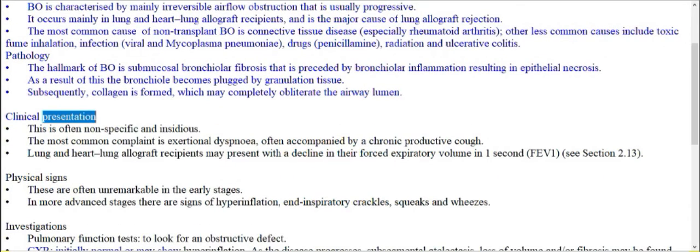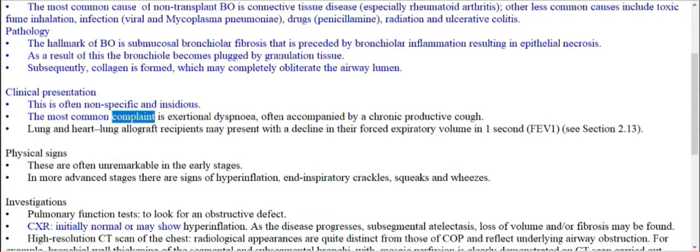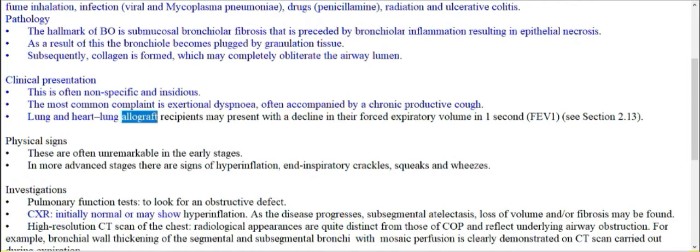Clinical presentation. This is often nonspecific and insidious. The most common complaint is exertional dyspnoea, often accompanied by a chronic productive cough. Lung and heart-lung allograft recipients may present with a decline in their forced expiratory volume in 1 second, FEV1, see section 2.13.